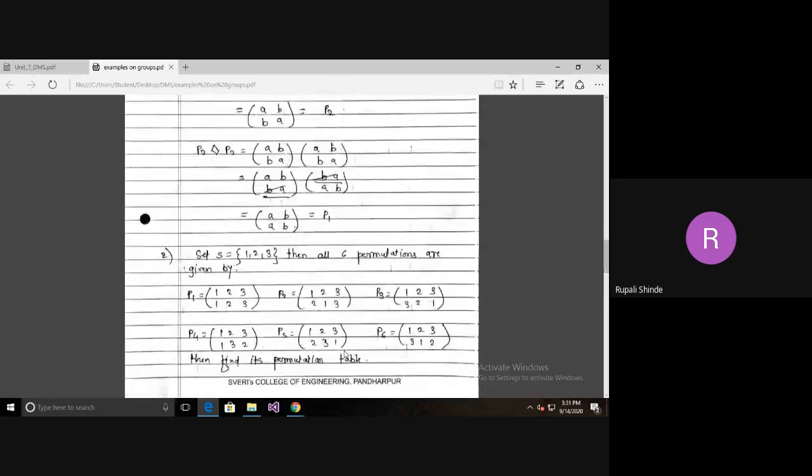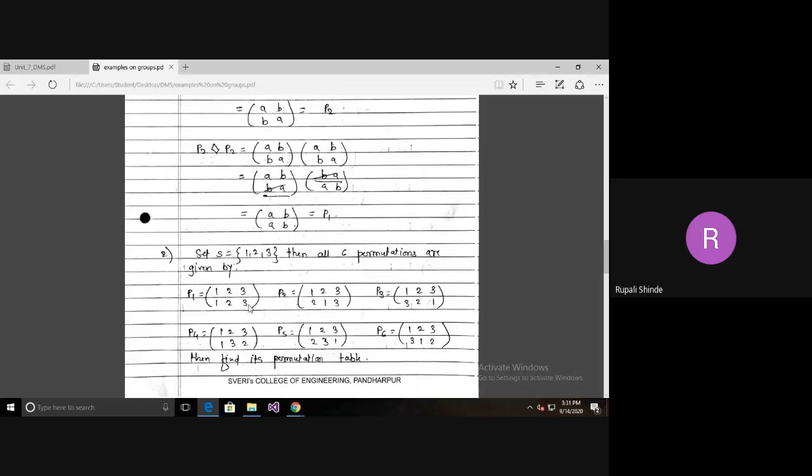Now, a similar concept we have to apply here, but in this example, set S contains three elements: 1, 2, 3. So there will be a total of how many permutations? 6 permutations. So what is the formula to find the number of permutations? It is n factorial, and here the value for n is 3.